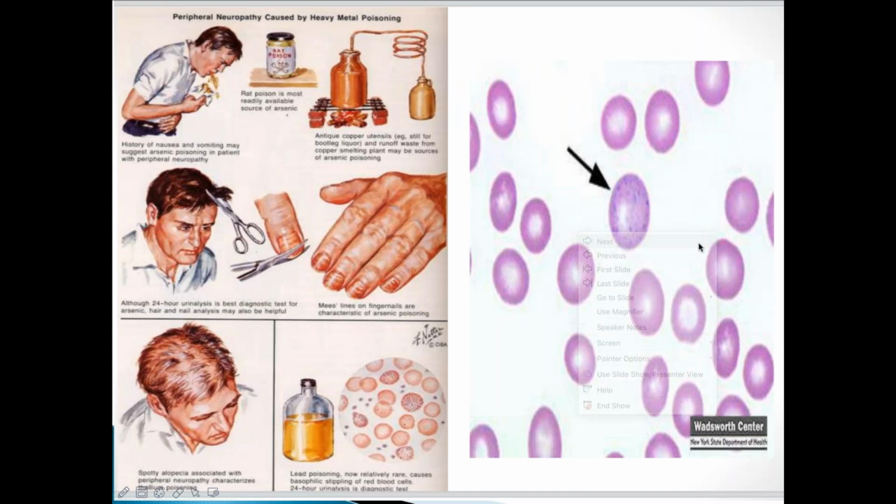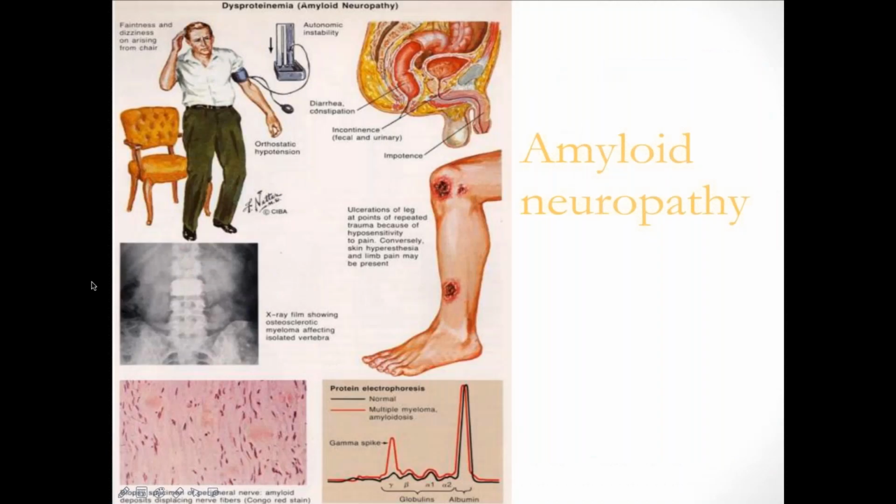The patient gets up from the chair. I think I should have hidden the answer at the top, but still let it be there. The patient gets up from the chair and starts having faintness and dizziness. So what you look at is, you check for autonomic instability, you check for orthostatic hypotension.